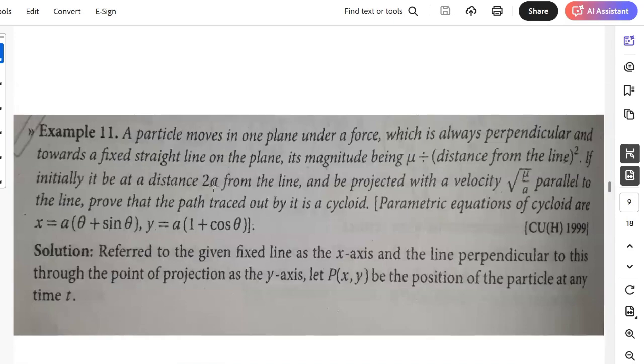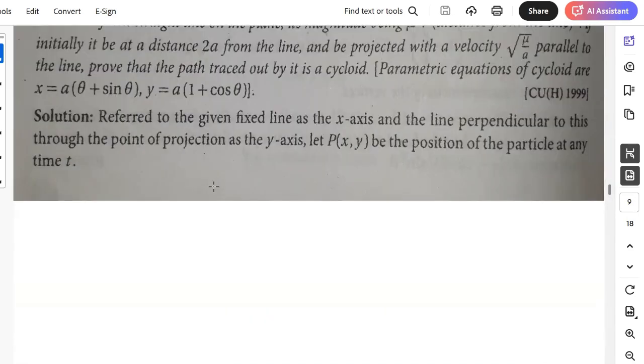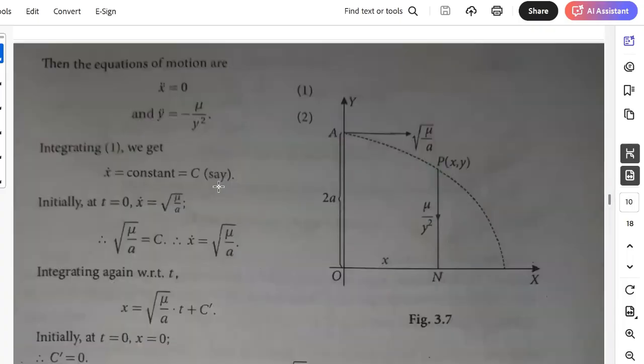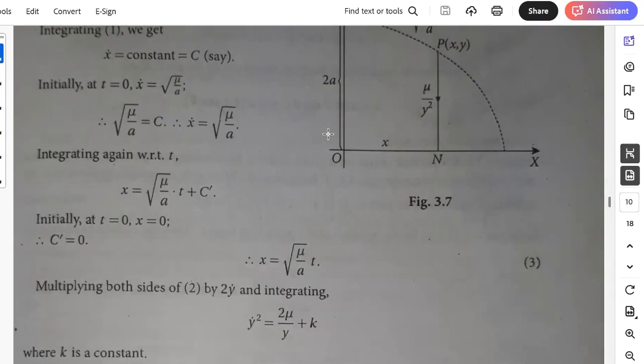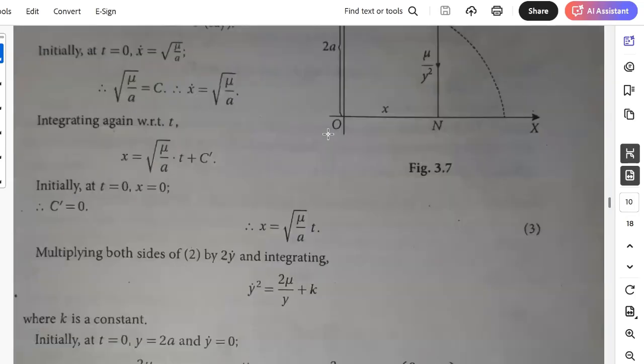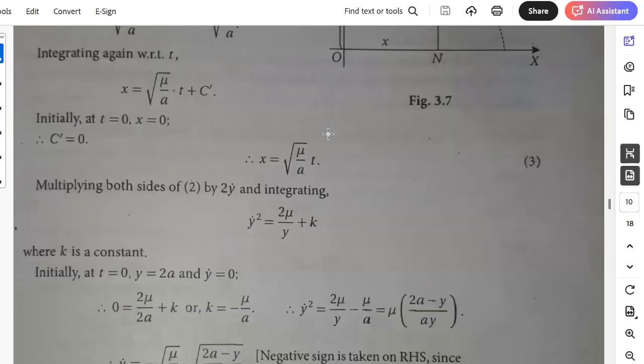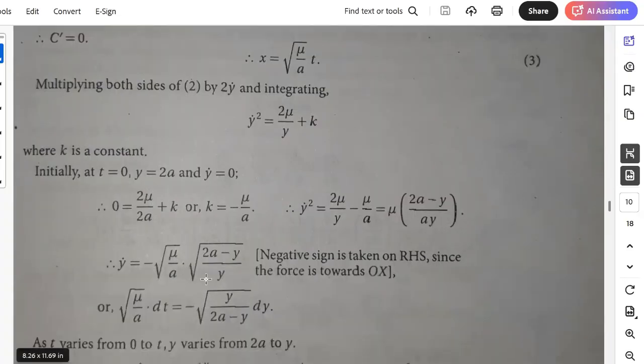So what is the line as per our assumption? The x-axis. So it was at a distance of 2a from the x-axis. So this is OA, the 2a from the x-axis. That means we get y equals 2a when t equals 0. And y dot is what? 0, because as we said, we projected it along the x-axis. So we plug in all these values to get y dot square equals this.